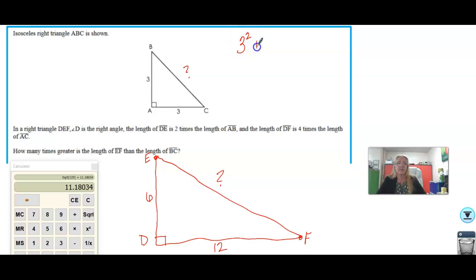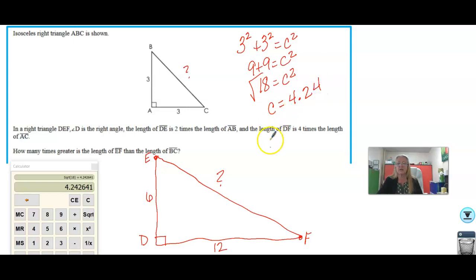For this one, we have 3 squared plus 3 squared equals c squared. So this would be 9 plus 9 equals c squared, which would be 18. Now we need the square root of 18. Let's use this calculator. The square root of 18, so c for this one is 4.24. I guess that's good enough.